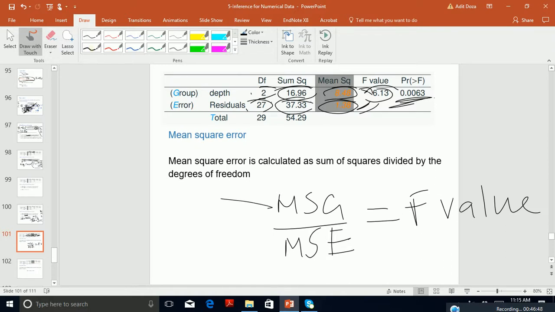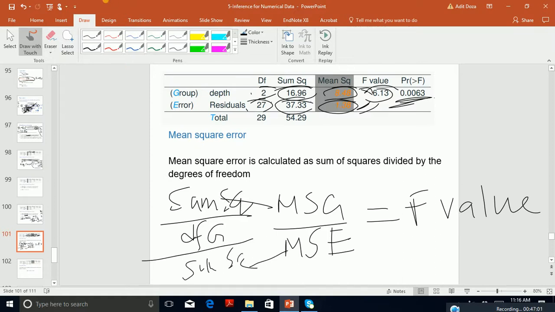So how do you calculate the mean square of the group? It's the sum of squares of the group divided by the degree of freedom of the group. How do you calculate MSE? Sum of squares of the errors divided by the degree of freedom of error. Right? Is it clear? And then the ratio of MSG over MSE will give you the f value.